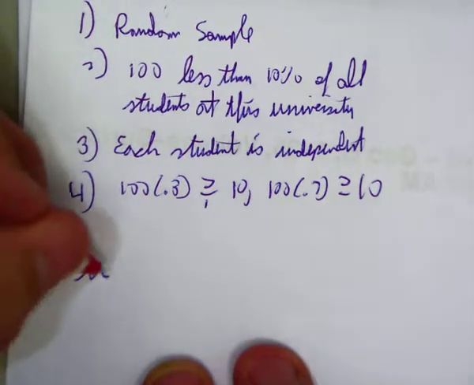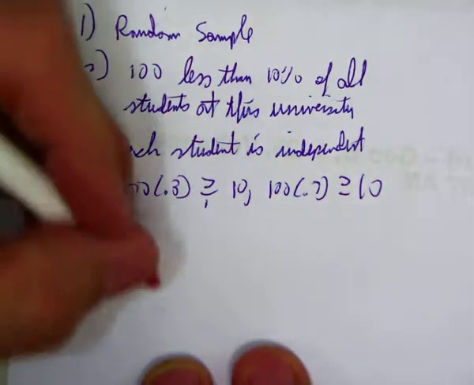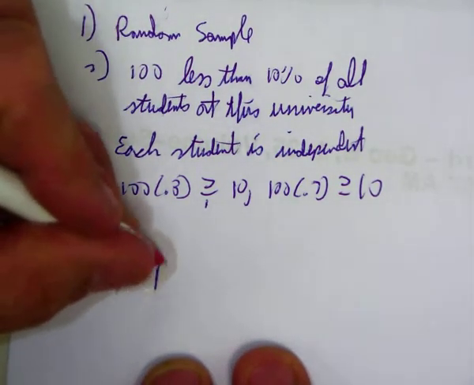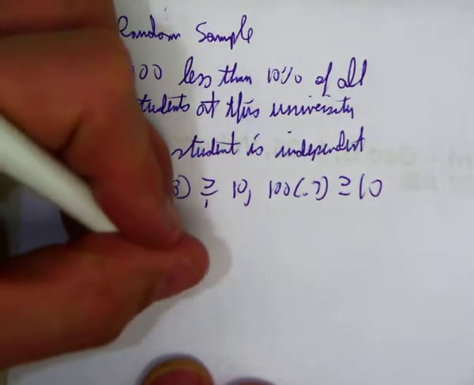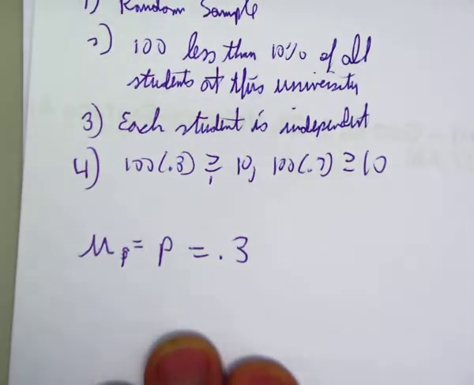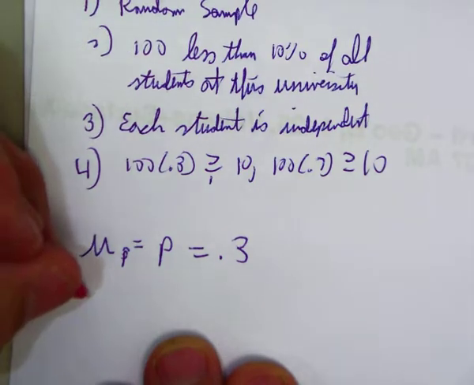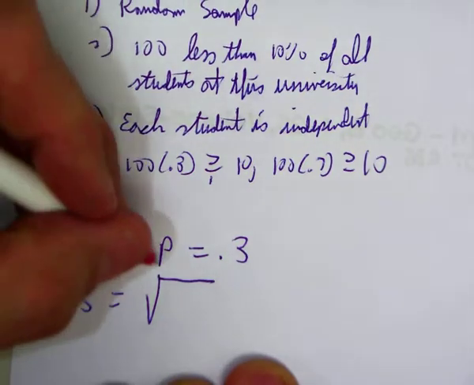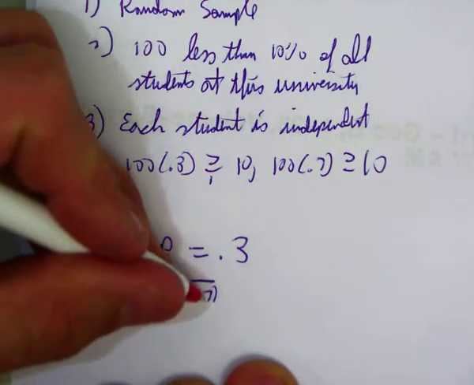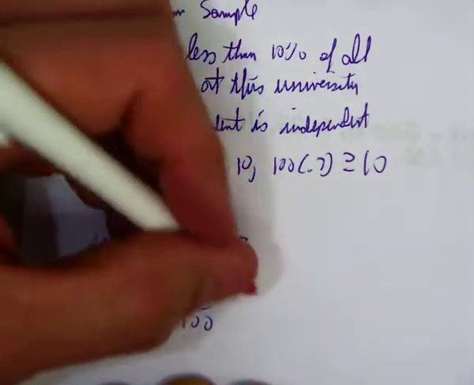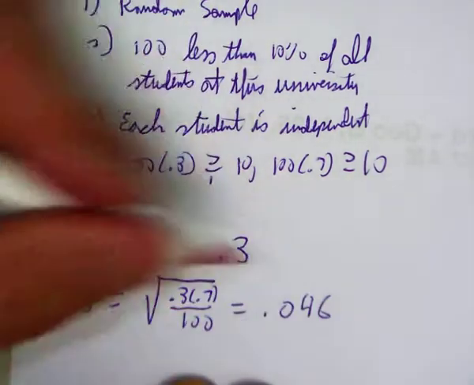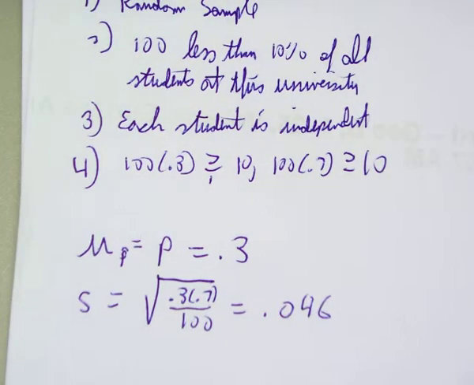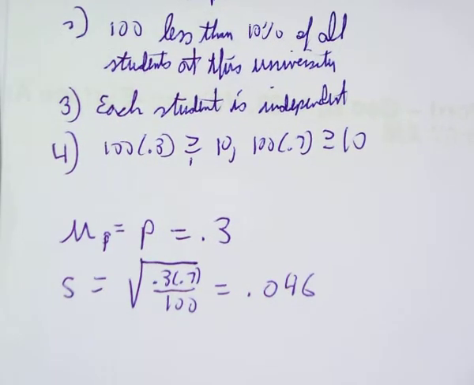The mean of our sample, mu, will equal p, which will equal 0.3. The standard deviation of the sample will equal the square root of pq over n, and that's 0.046. So that's what our distribution would look like: that's the mean and the standard deviation of the sampling distribution.